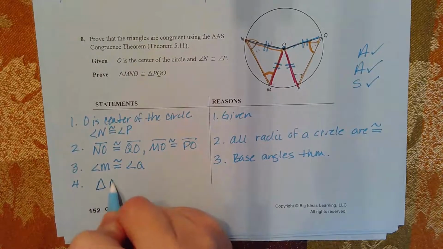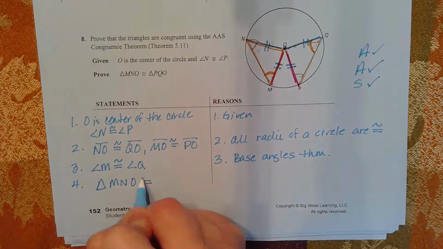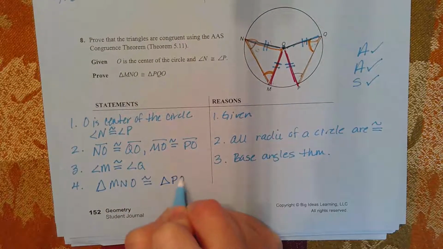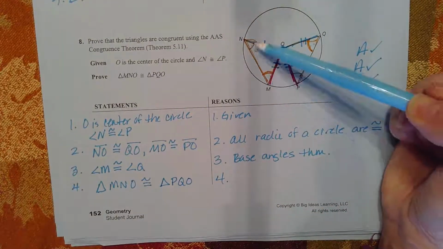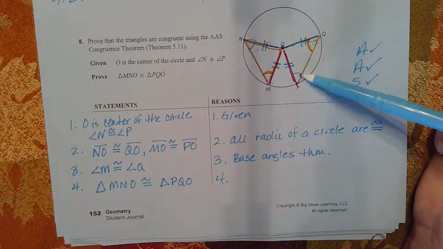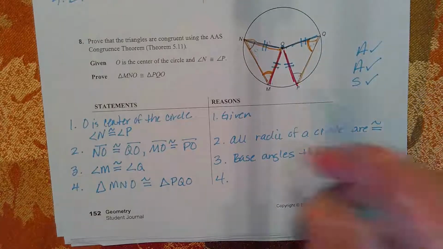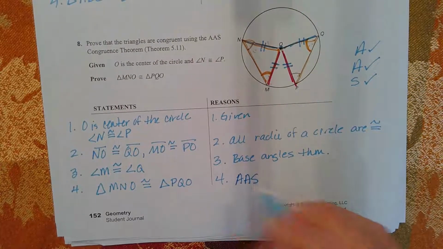So triangle MNO is congruent to triangle PQO. And the reasoning is I have angle, angle, side. Angle, angle, side. The only one that's going to work here is that one.